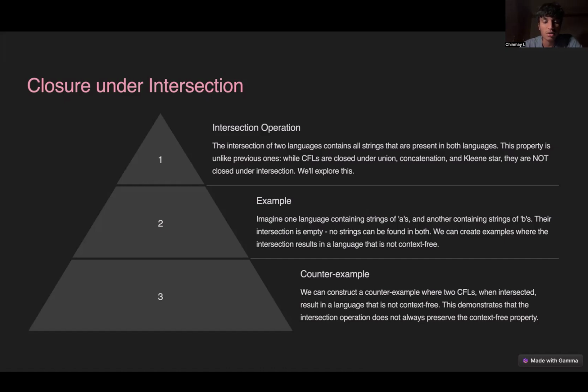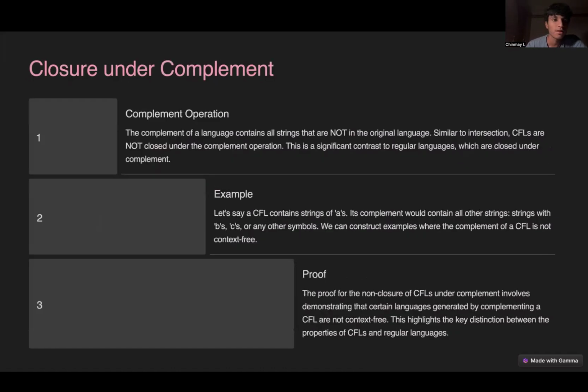An example would be, imagine a language containing strings of A's and another containing strings of B's. Their intersection is empty, so no strings can be found in both. We can create examples where these intersections result in languages that are context-free. Counterexample: we can construct a counterexample for CFLs where the intersection results in a language that is not context-free. This demonstrates that the intersection operation does not always preserve the context-free property.